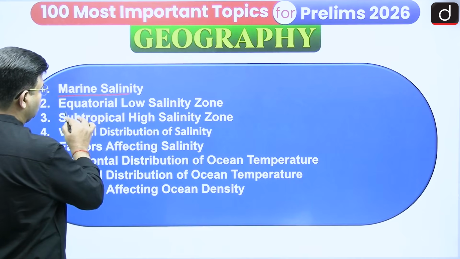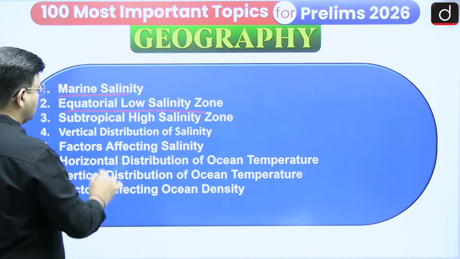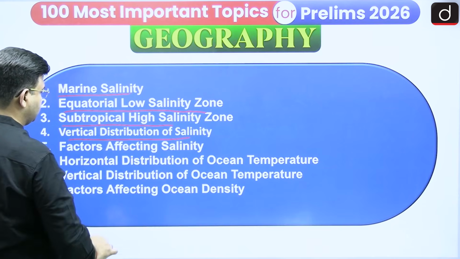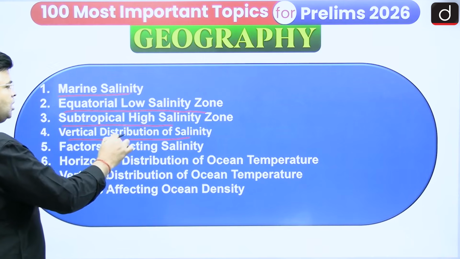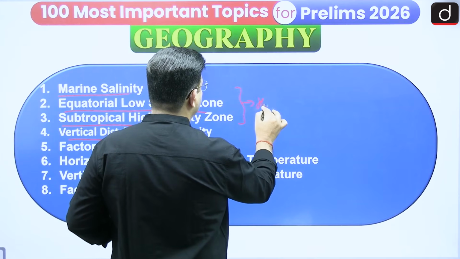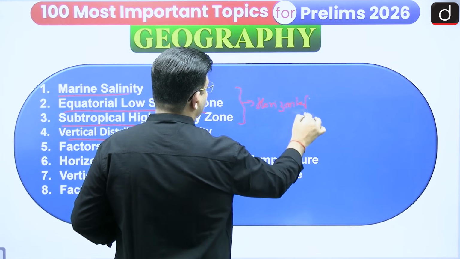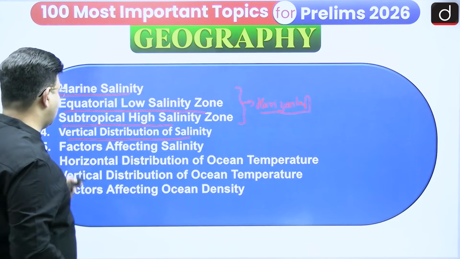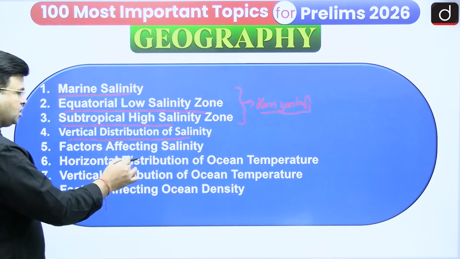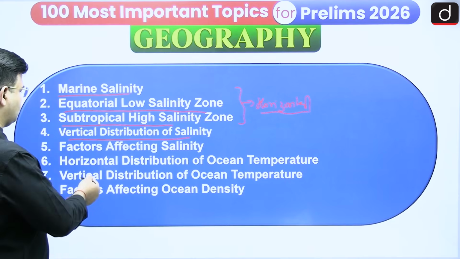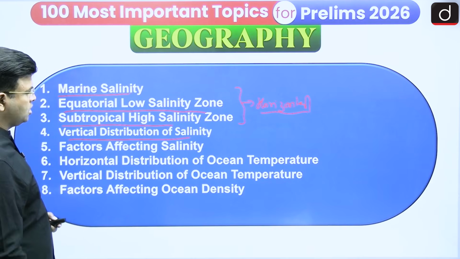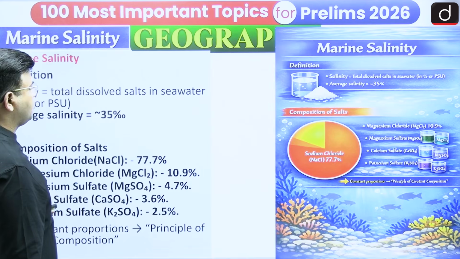We have to do marine salinity, the Equatorial Low Salinity Zone, and then we'll see the Subtropical High Salinity Zone. These are considered the horizontal distribution of salinity. Is it okay? Then the vertical distribution of salinity, and we'll see factors affecting salinity, horizontal distribution of ocean temperature, vertical distribution of ocean temperature, and factors affecting ocean density. These are the things that we have to do in this sixth episode.